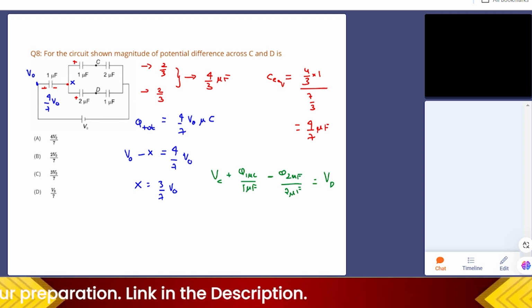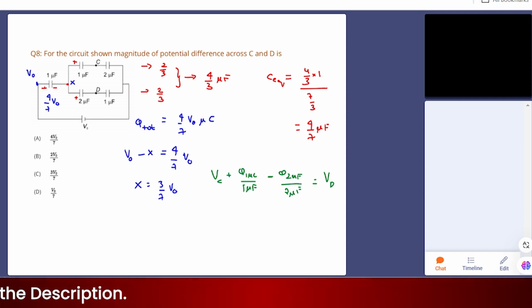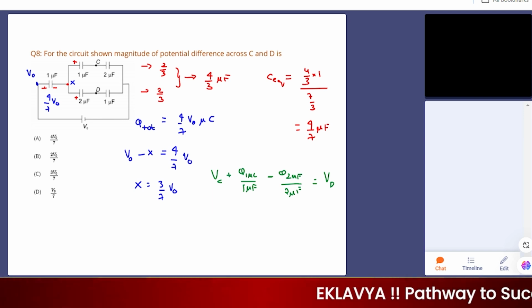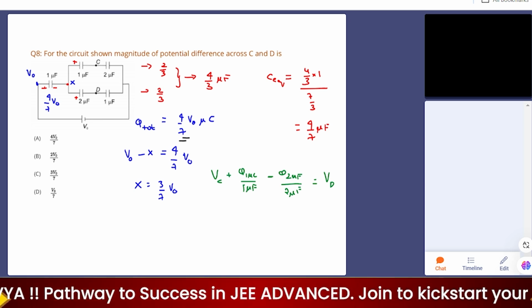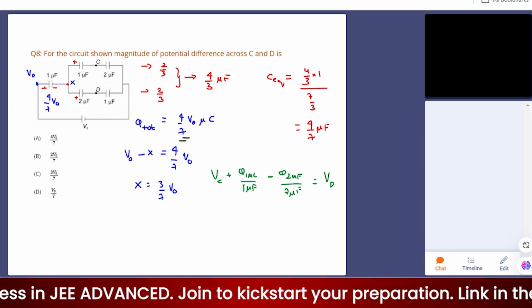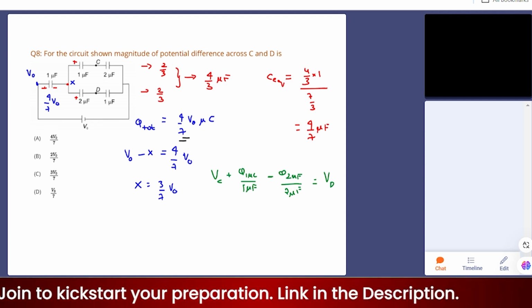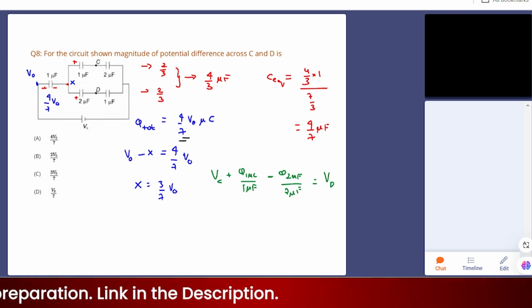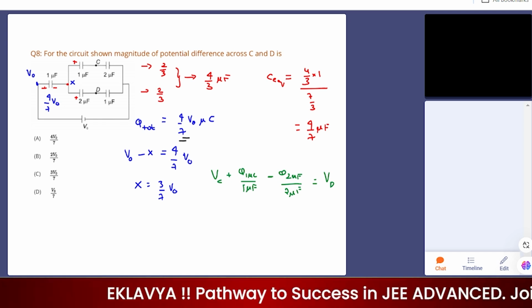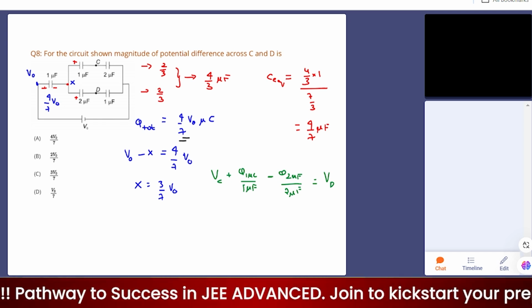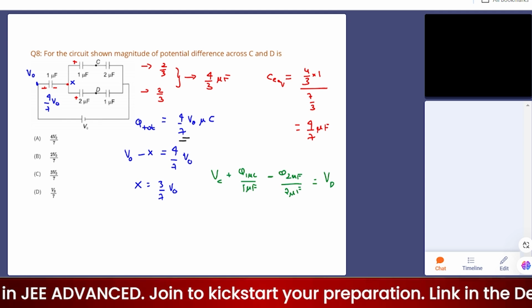How will I get that? Well, if I use a little bit of logic, the combination of all these things will be one capacitance that will carry the charge of 4 by 7 V naught, because in series combination, however much 1 microfarad carries, the same this entire thing will also carry. Now the capacitance of this upper branch and lower branch, equivalently they are the same. So the total charge will be divided into 2 equal halves. That means 4 by 7 divided by 2, that will become 2 by 7 V naught. So charge across 1 microfarad will be 2 by 7 V naught. Charge across 2 microfarad also will be 2 by 7 V naught.